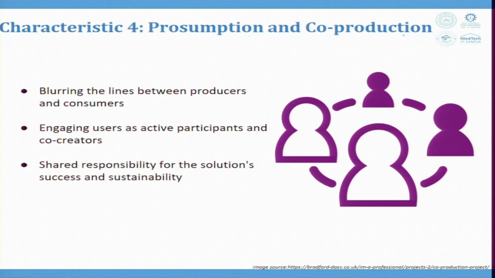Prosumption and co-production. Blurring the lines between producer and the consumer is prosumption. Consumption, prosumption. Blurring the lines between producer and the consumer is one of the characteristics of this. Engaging the user as an active participant and co-creator is also a part of prosumption and co-production. Shared responsibilities for the solution's success and sustainability is part of it.